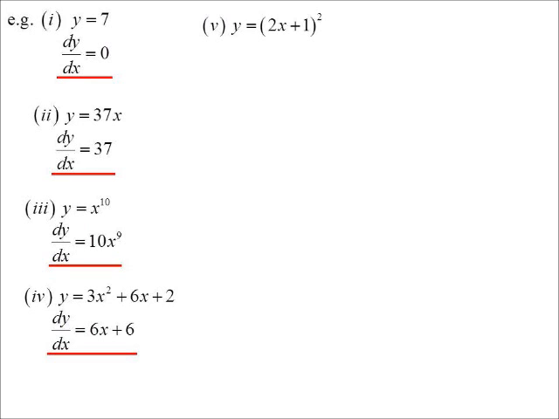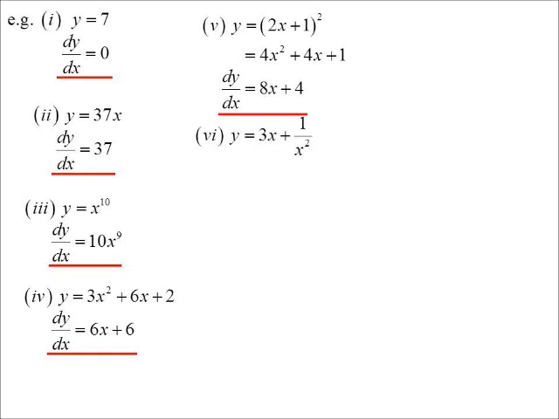2x plus 1 all squared. So tempting just to bring the old power down and subtract 1. Can't do that. We will see another rule later on which shows us how to do this without expanding. But for this stage, pretend we know nothing about that. If you do already know that rule, just pretend. So we're going to have to expand it out at this stage. So that's 4x squared plus 4x plus 1. Differentiate: 8x plus 4.